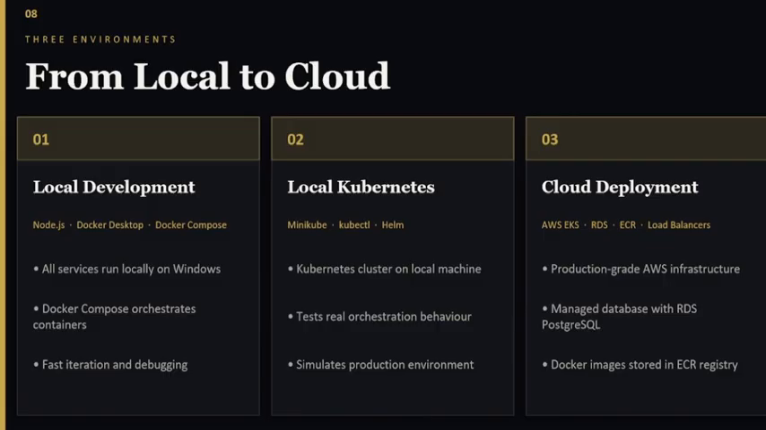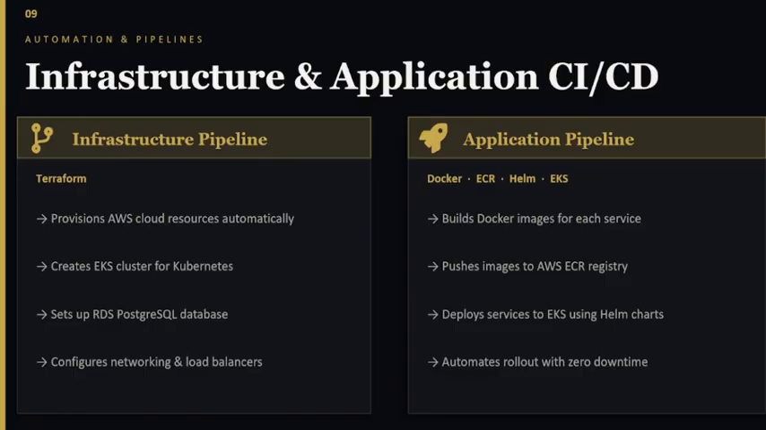The environments. First, locally on Windows using Docker Compose, fast and easy to deploy. Second, on a local Kubernetes cluster using Minikube to simulate real orchestration. And third, deployed on AWS using EKS for Kubernetes, RDS for the database, and ECR to store our Docker images.